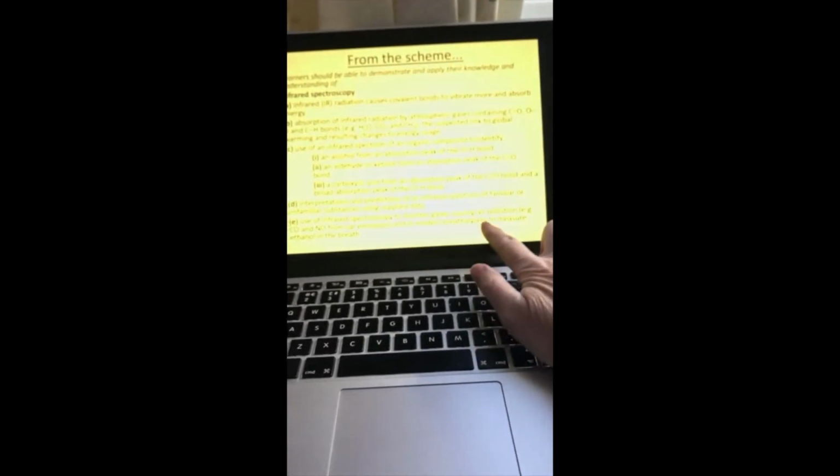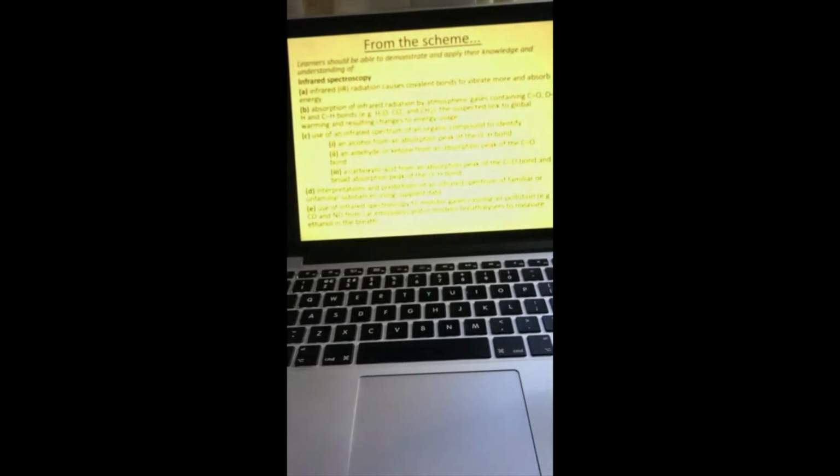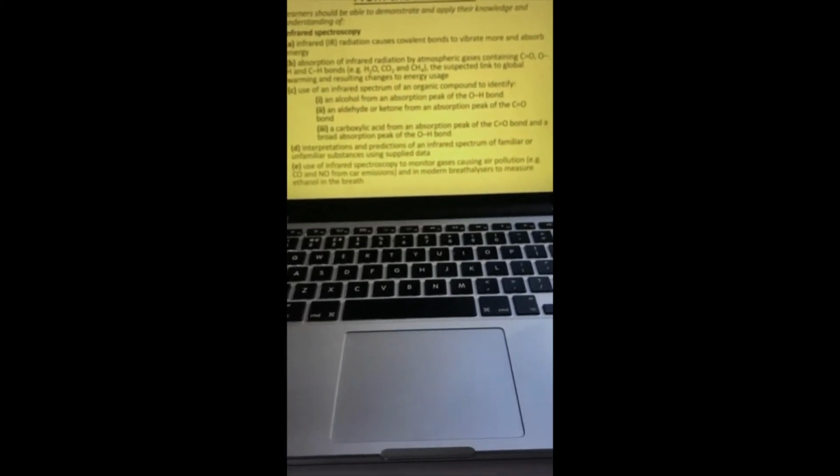And then this last little bit's important for you to know. You need to be aware of how we use it. So we use infrared spectroscopy in air pollution, working out how much carbon monoxide and nitrogen monoxide there is in the air, breathalyzers to measure alcohol, and so on.